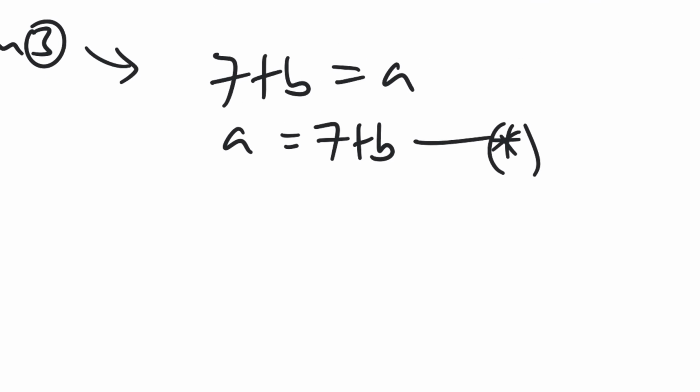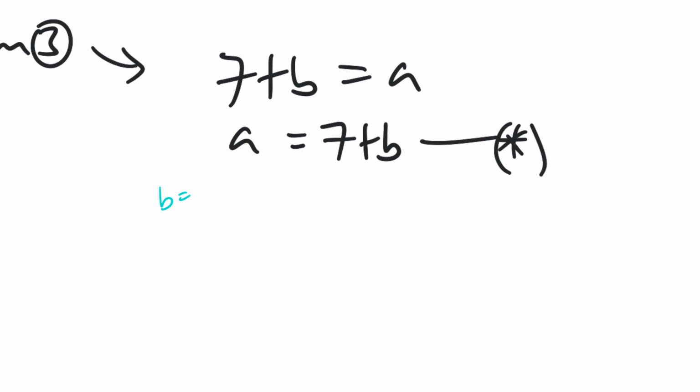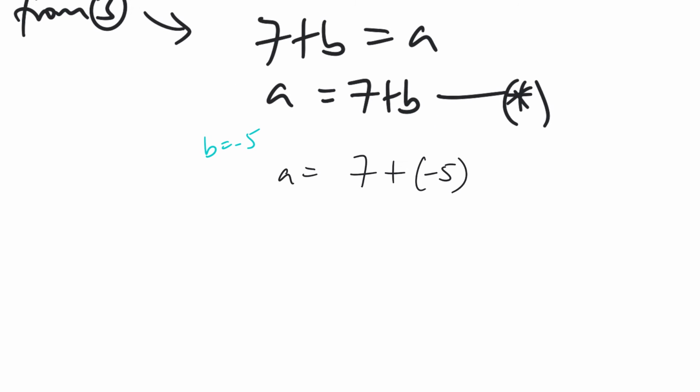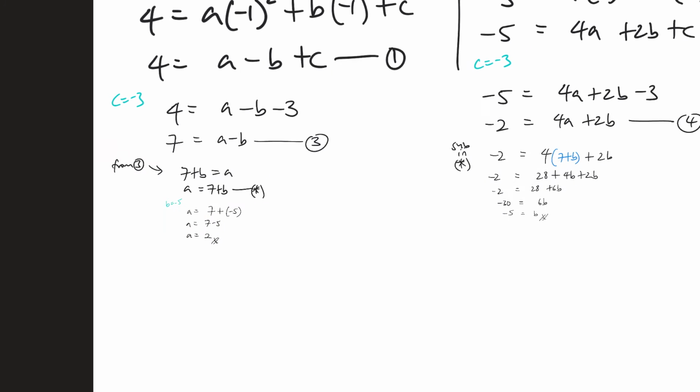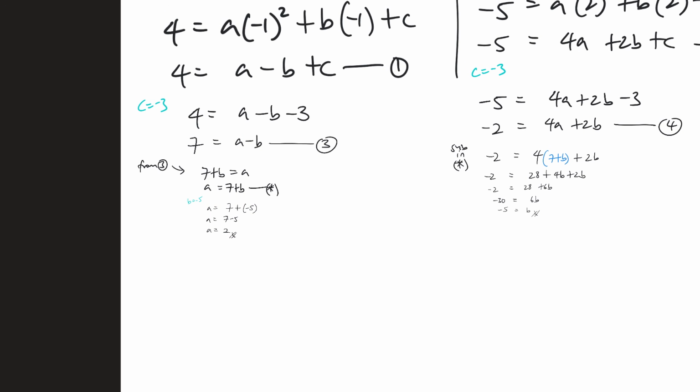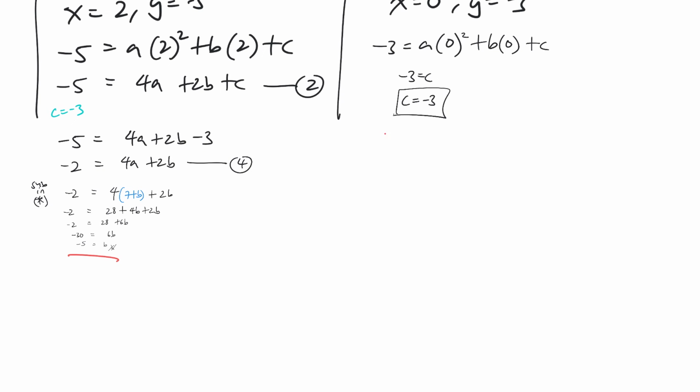We come back here and sub in B equals -5. So A equals 7 plus negative 5, which is simply 7 minus 5, and so A is 2. Done. So A is 2, B is negative 5, and C is negative 3.